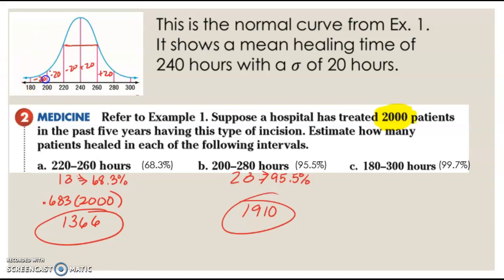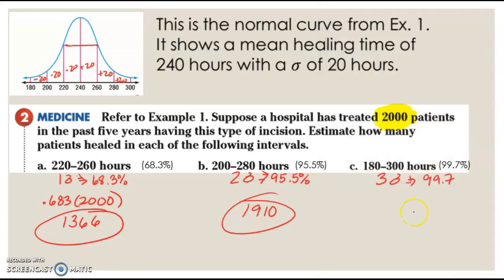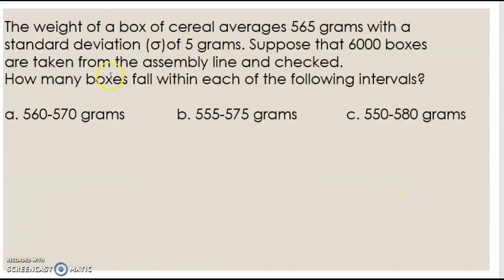Now once you go one more standard deviation, all the way to 3 standard deviations, that's when you get that 99.7, so almost 100% of the people fall in those 3 standard deviations. 0.997 times 2,000 means all but 6 were healed up in those hours. 1,994 out of the 2,000 patients. So only 6 were not healed at that point. Okay, so here is where you are going to do a problem.